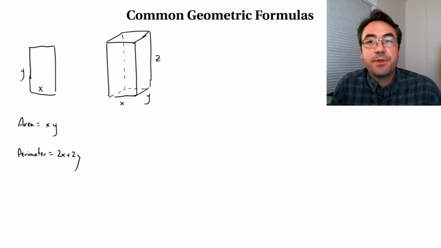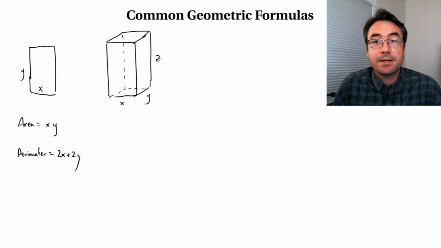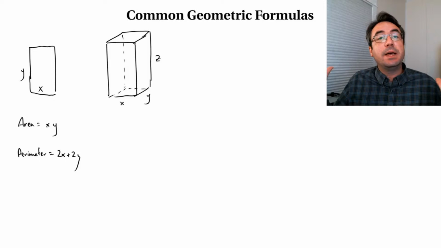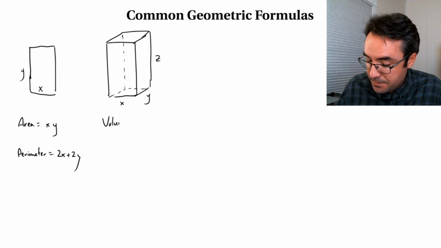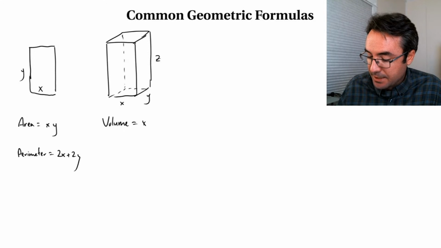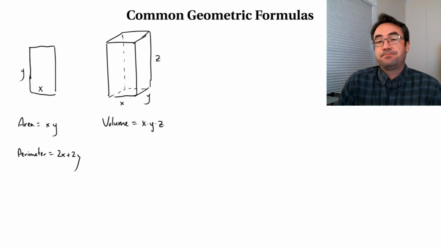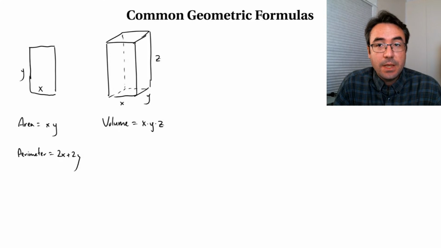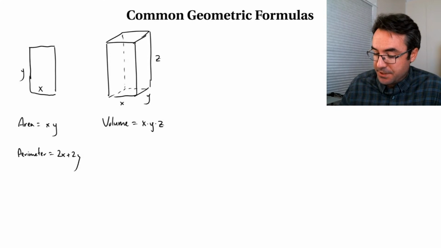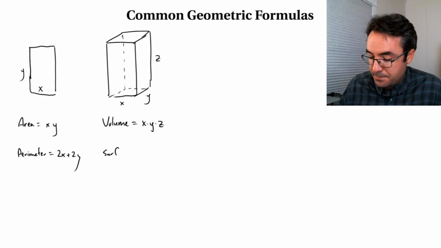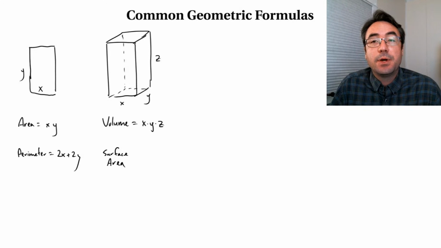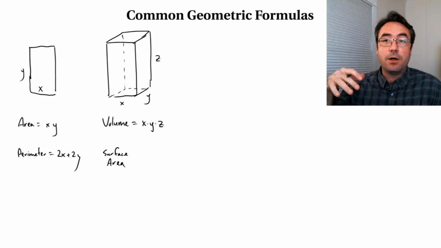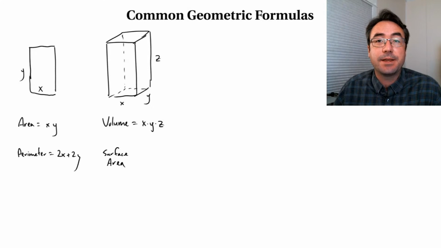So what are some usual things that we would calculate with a rectangular box? Well, we might want to measure the space inside, and that would be the volume. So that would be x times y times z. So that's one possibility. Another possibility is the surface area. So this is sort of analogous to the perimeter for a rectangle, but now we're just going to add up the area for all of the different sides of our rectangular box.